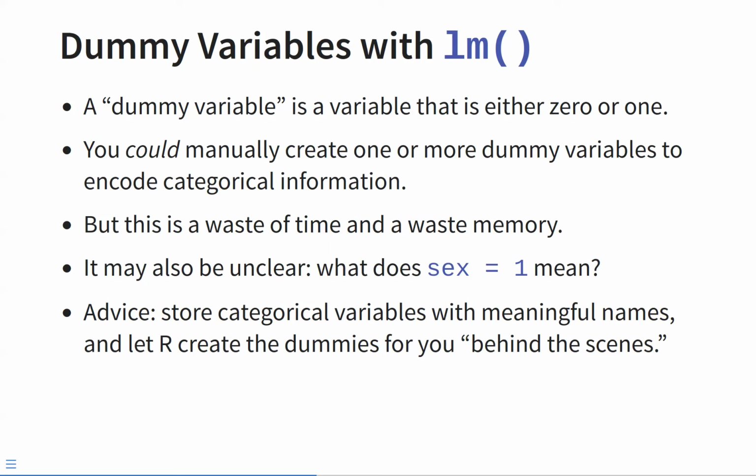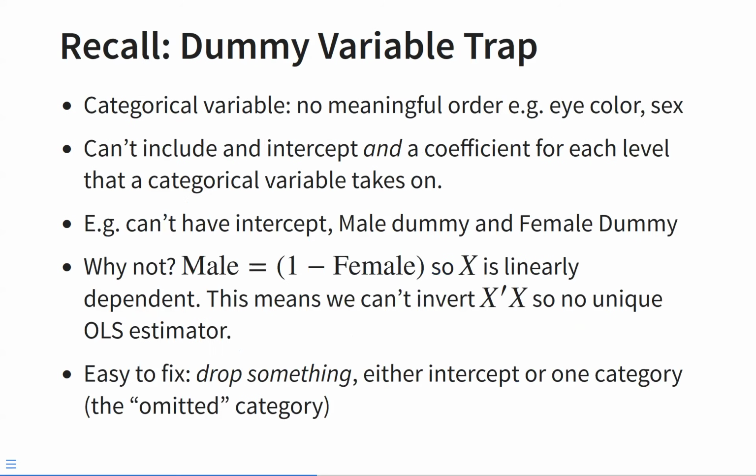You could do this, but it's a waste of time and it's a huge waste of memory on your computer. It may also be quite unclear. I can remember many times when I've opened up someone's Stata data set and they have a variable called sex. And when sex is 1, without seeing the codebook, I have no idea what that means. It could mean either male or female. So my advice to you is to store categorical variables, not huge collections of dummy variables. Store a genuine categorical variable that has meaningful names that tell you what the data means. Then R can create the dummy variables for you behind the scenes before it runs the regression. Let me show you how that works.